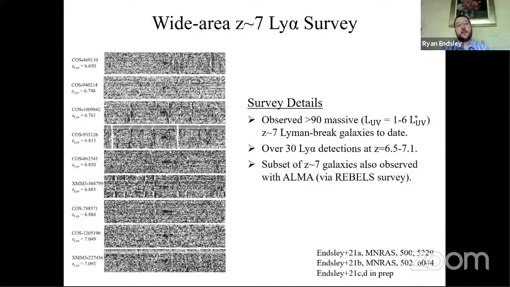First off, I just want to give some quick details about our survey. So far, we've observed over 90 massive redshift 7 Lyman bright galaxies. We have over 30 Lyman-Alpha detections at redshift 6.5 to 7.1, and a subset of our massive redshift 7 galaxies have also been observed with ALMA via the REBELS survey. The first results from our Lyman-Alpha campaign have been described in 2 papers already published earlier this year. I'll quickly go through those results and then move on to what's new. Here on the left, I want to quickly show the subset of Lyman-Alpha detections from these initial results.